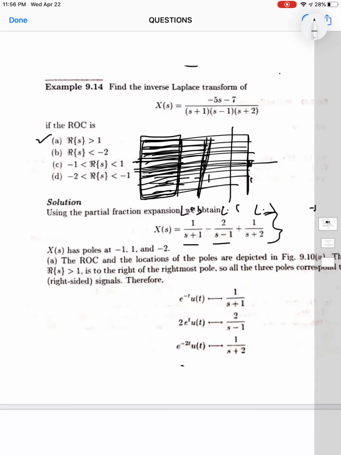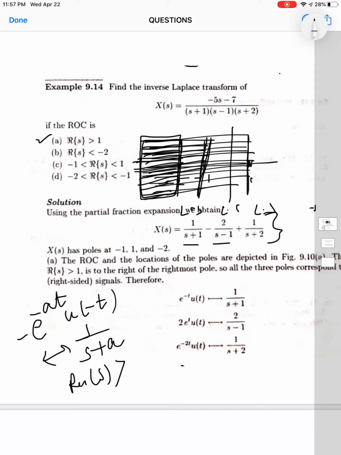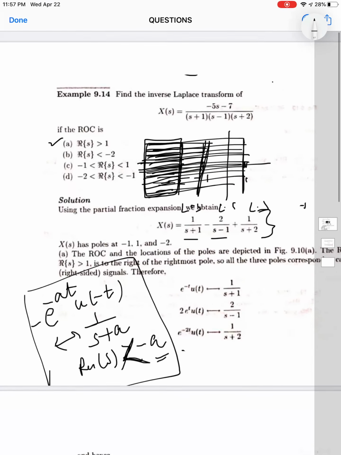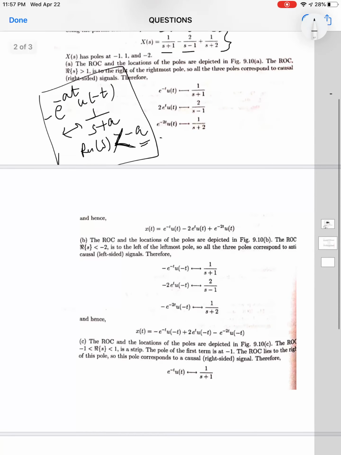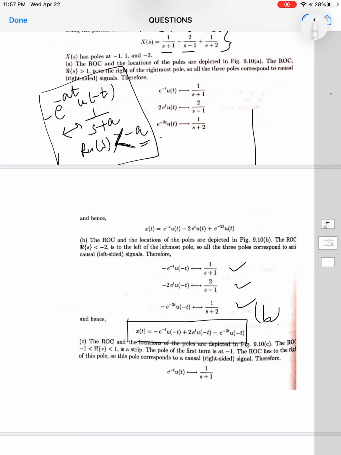And for the left sided sequence, which transform pair will you use? The transform pair you will use is minus e to the power minus at u(minus t) has a transform 1 upon s plus a, with real part of s less than minus a. Using this transform pair you can write the inverse Laplace transform for this, this and this with respect to each term. So this is the inverse Laplace transform for the B part.